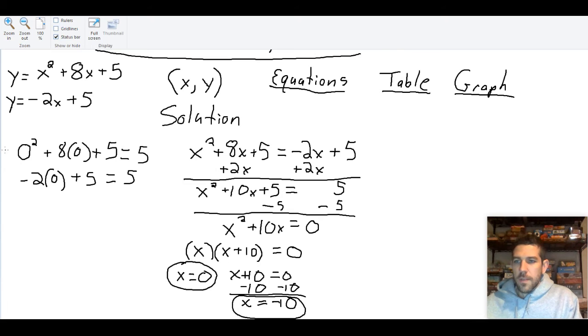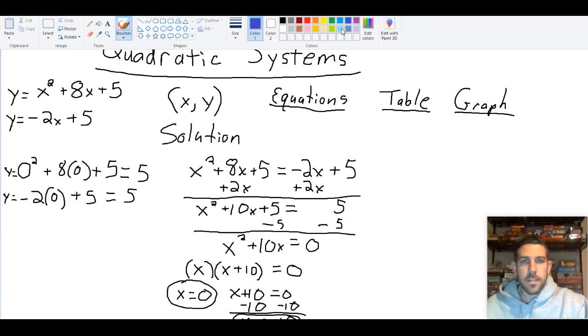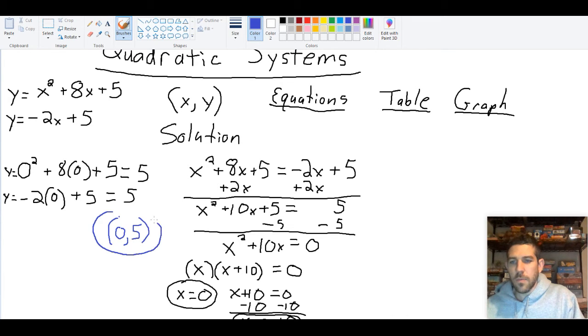And these were y values that we were trying to figure out. If x was 0, y is 5. That means one of our solutions will be 0, 5. Remember, we want our solutions written as an ordered pair, because the solution is an xy pair that is equal for both of them, not just the x value. So one solution would be x of 0, y of 5. That is one possible solution to this system.